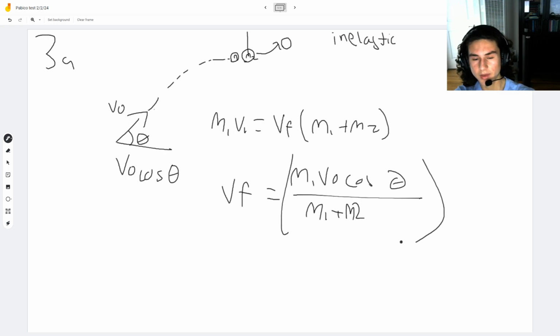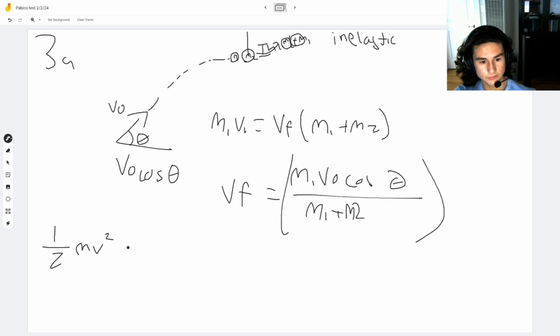So now that we have this, basically, you want to figure out how high it goes, right? This is m2 plus m1. So they're going to be stuck together and they're going to be traveling a distance. And we want to figure out what this height is.